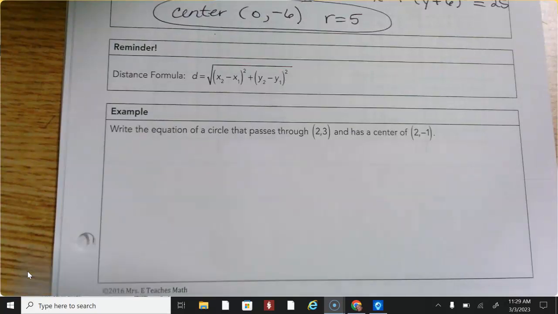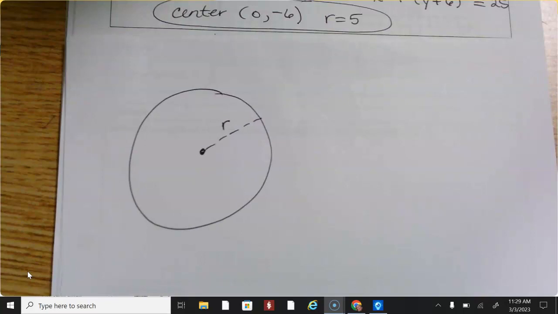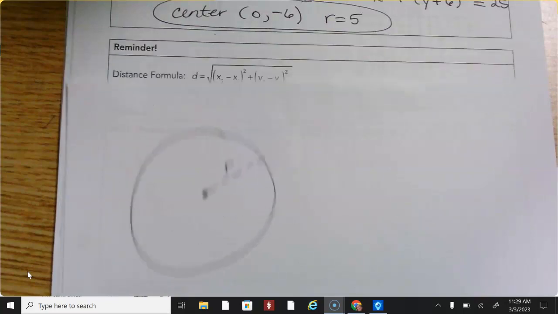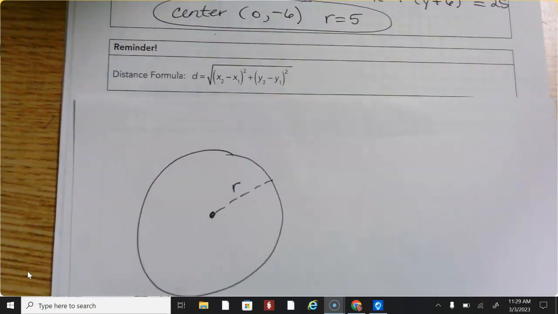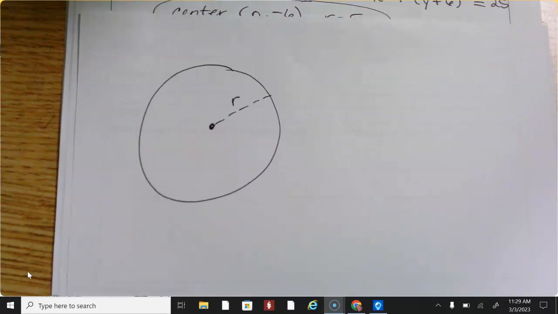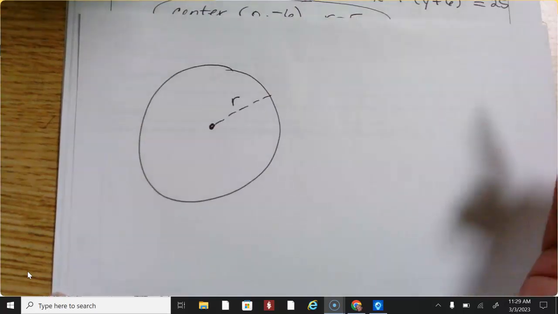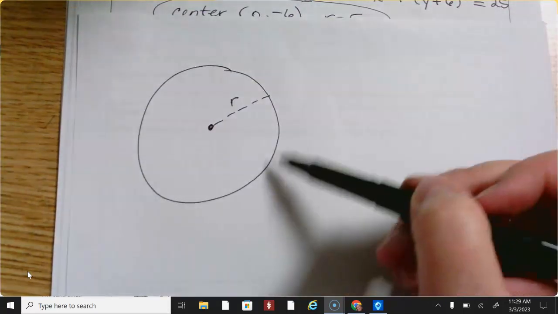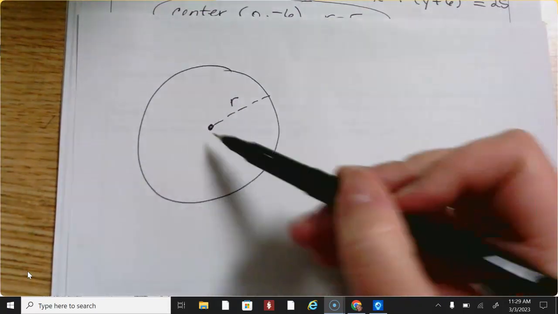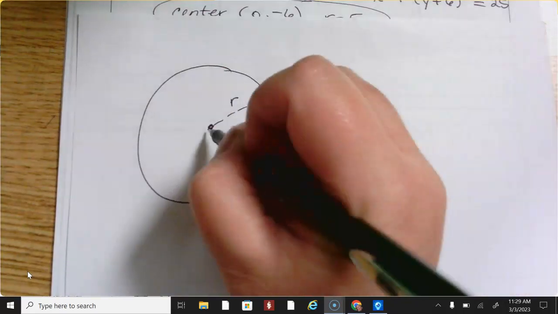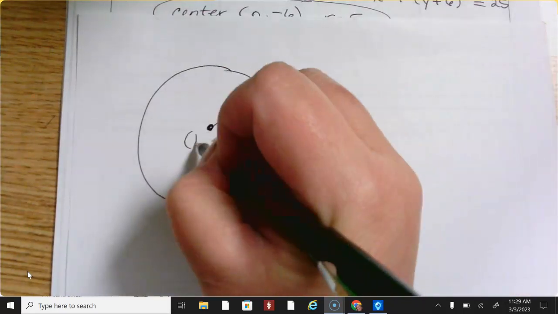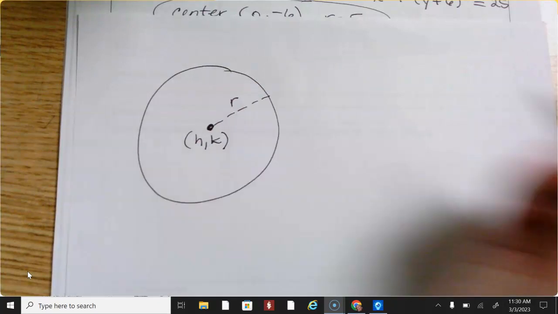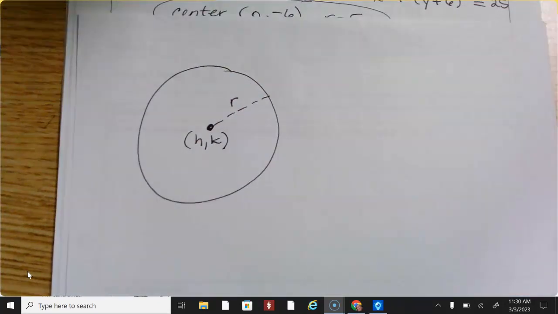Remember I promised you that I would show you how the distance formula is really just the same thing as the circle equation, right? So let's think about the distance formula. The distance formula is all about finding the distance between 2 points. Now the definition of a circle is the set of all points that are the equal distance, or equidistant, from a set point, which we call the center. And my center, I'll go ahead and call it HK.